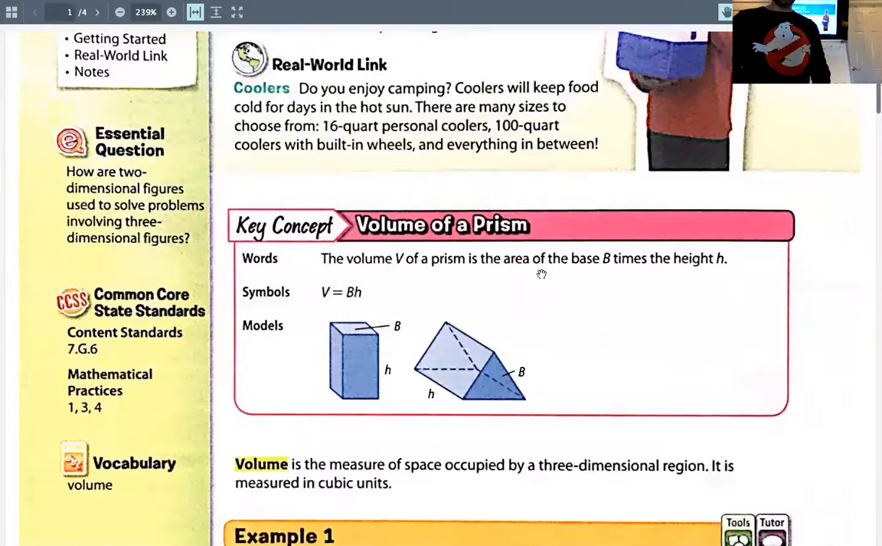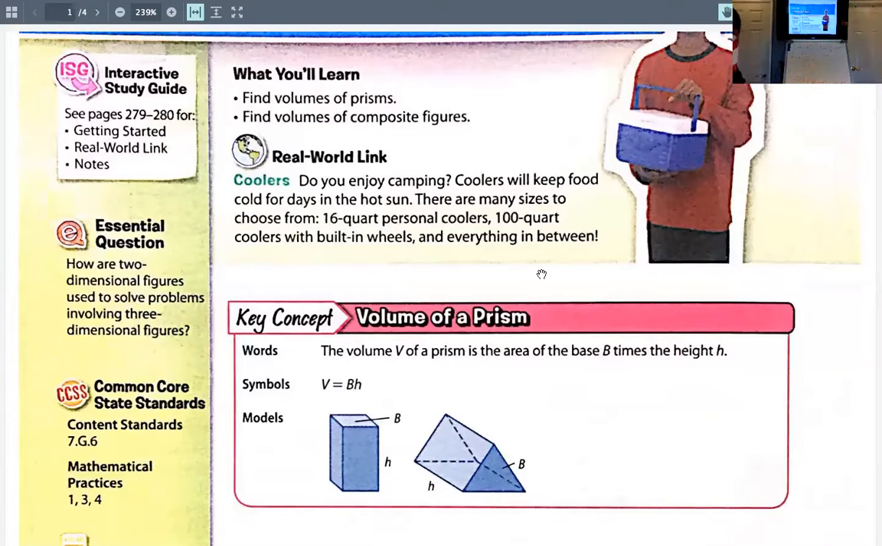Volume of prisms. Great. Good morning, Mr. Rosenthal. Morning.